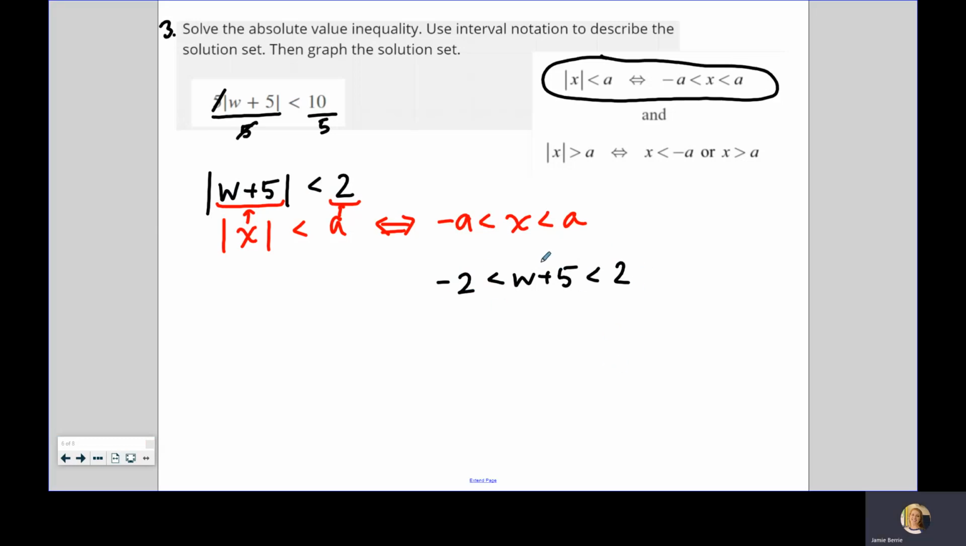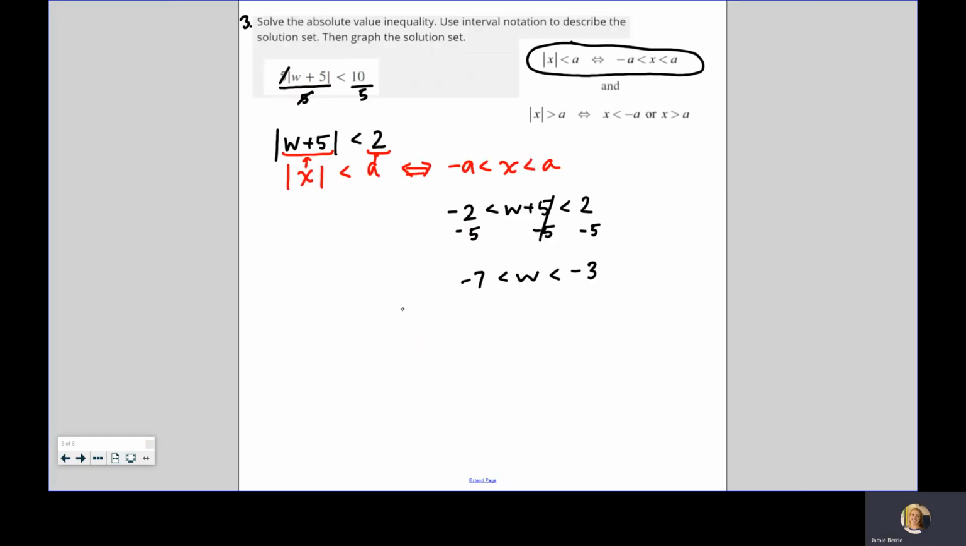Right now, this is just a simple conjunction, and we can go ahead and get w by itself. We're going to subtract 5 from every side. Cancel that out. So that becomes negative 2 minus 5 is negative 7, less than w is less than negative 3. All right, so go ahead and graph it, and then we'll write interval notation.